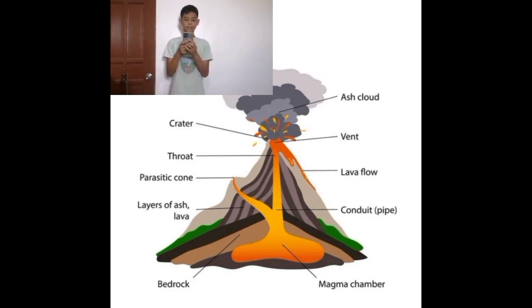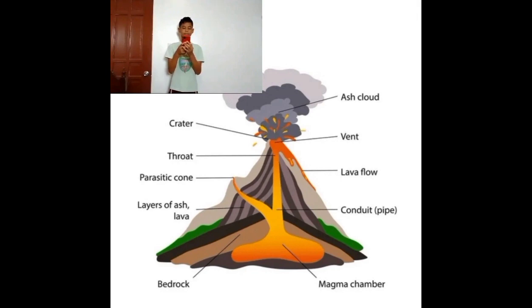The second part of a volcano is the conduit. This is the passage through which magma travels from the magma chamber to the surface. Conduits can be straight or curved, and they can also have branches that connect to multiple vents on the surface.